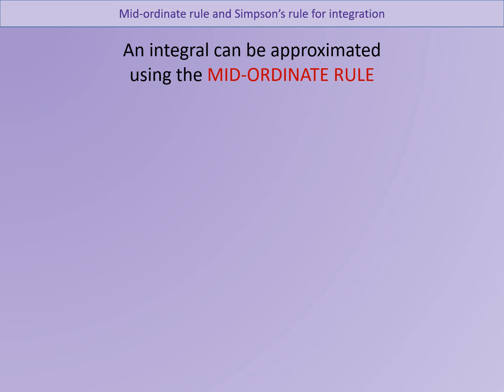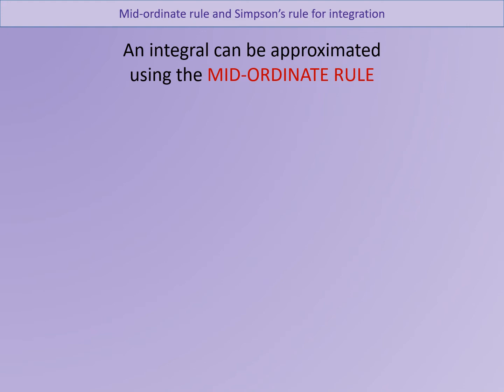A2 Further Maths, Mid-Ordinate Rule and Simpson's Rule. So what we're going to look at is two numerical methods for integration. Now you've actually seen a numerical method for integration already in your normal maths called the trapezium rule. So we're going to look at two alternatives to the trapezium rule. They do exactly the same job as the trapezium rule, they're just different techniques, different rules.